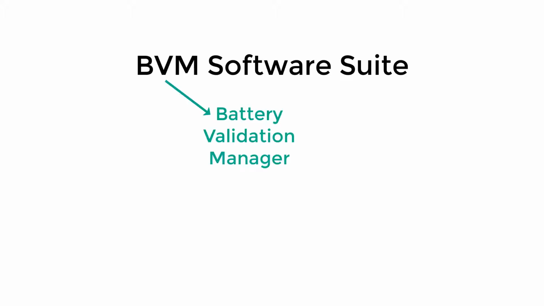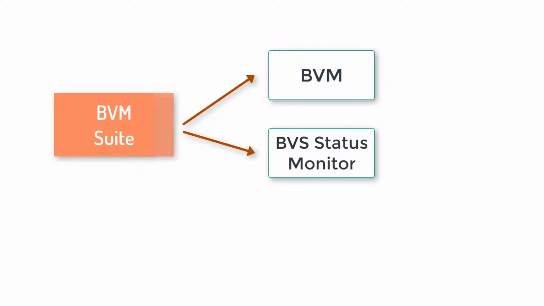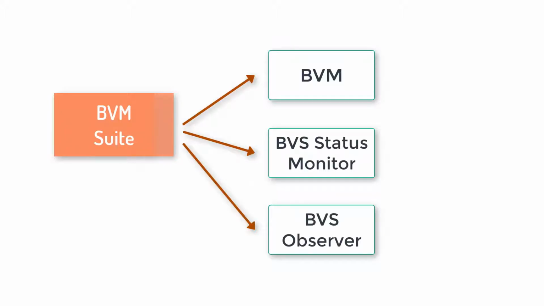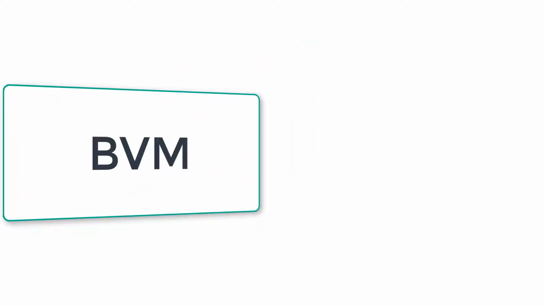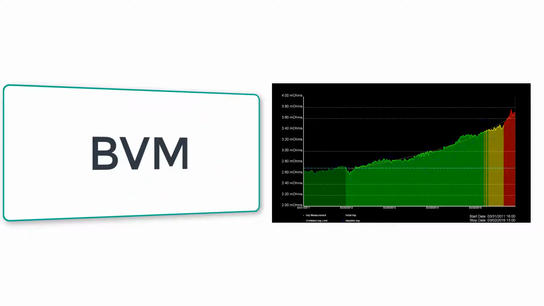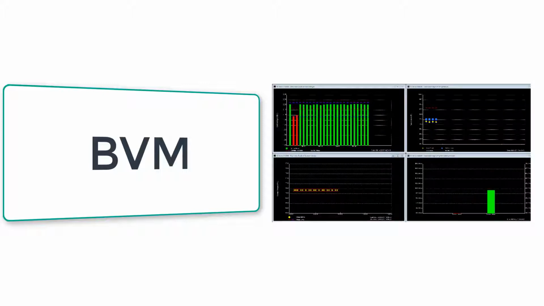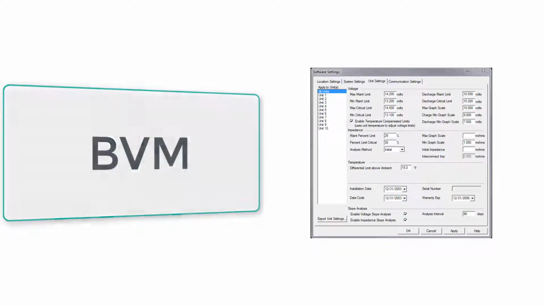In this video we'll go over the basics of BVM, or Battery Validation Manager, software suite. The suite is comprised of three components: BVM, BVS Status Monitor, and BVS Observer. BVM can refer to the entire software suite, including its utilities. BVM is the core software of the suite. It allows the user to view historical battery data, see real-time measurements, and configure settings.